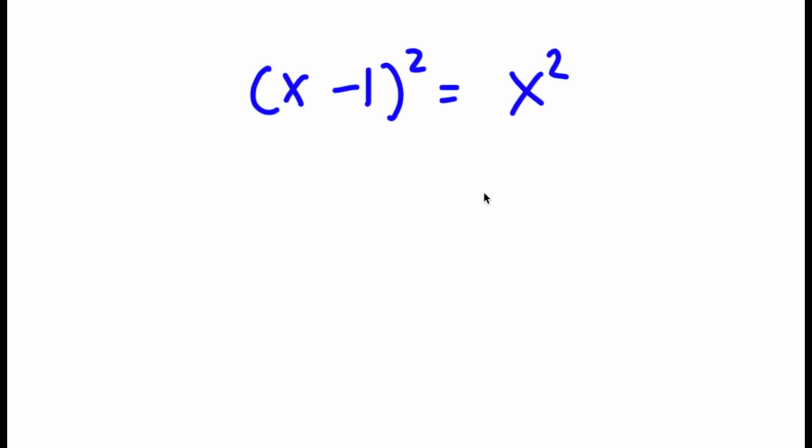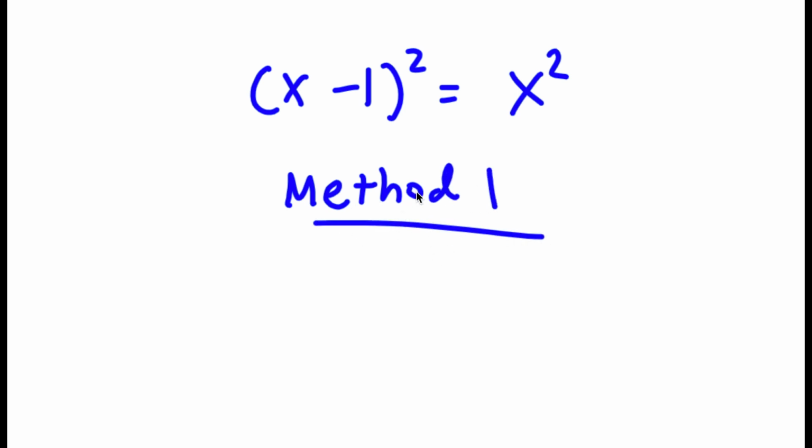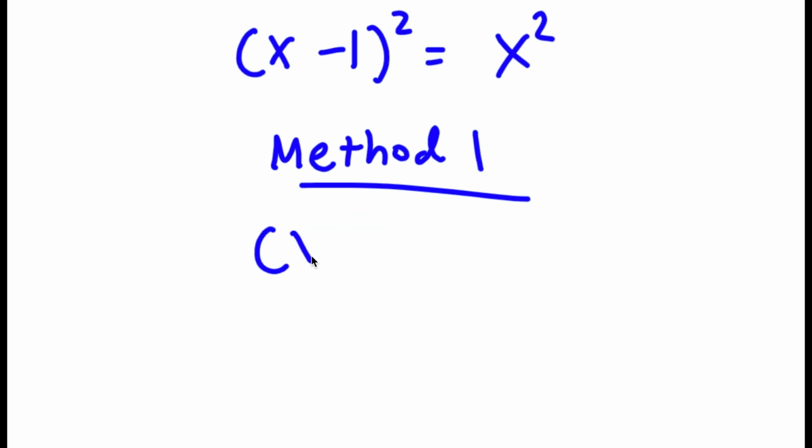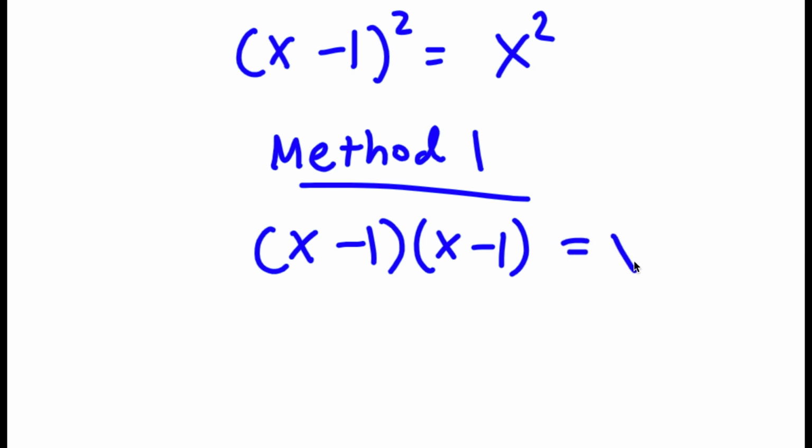Alright guys, so in this problem, I have (x - 1)² = x². To solve this, I actually have two different methods. For method 1, I'm going to start by rewriting (x - 1)² as (x - 1)(x - 1), and I have this is equal to x².